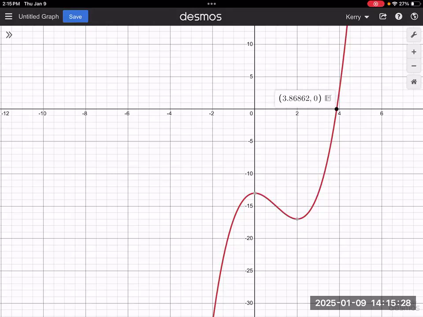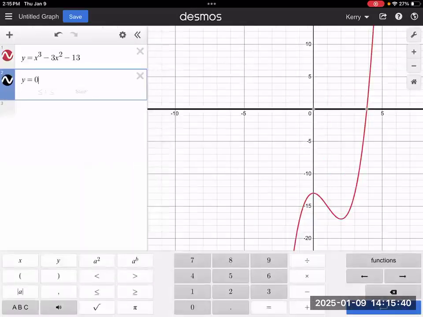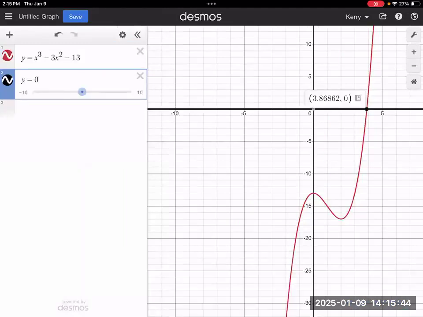Therefore, you can see here when I touch that coordinate, we have y is equal to 0, and then your x value is 3.87. Or you could also do it as y is equal to 0, and then again, wherever it intersects, it's going to be the exact same.